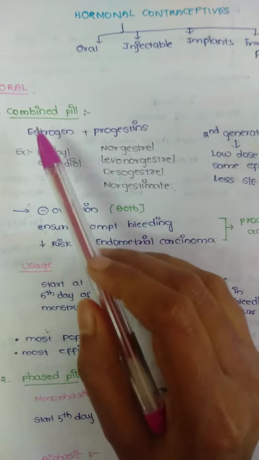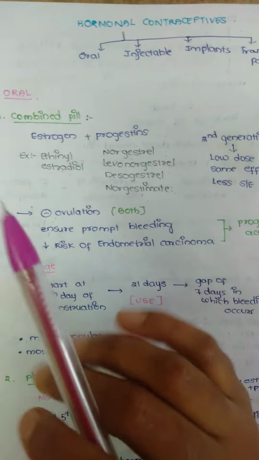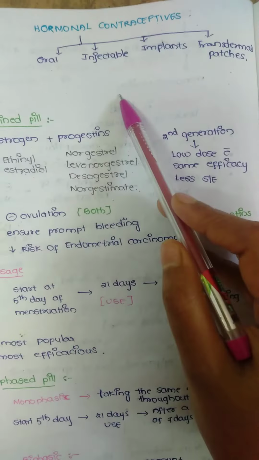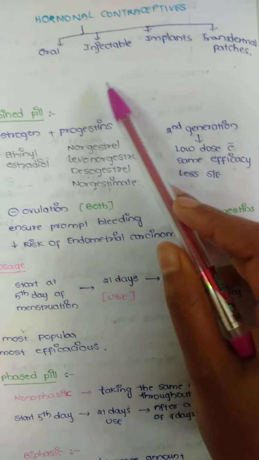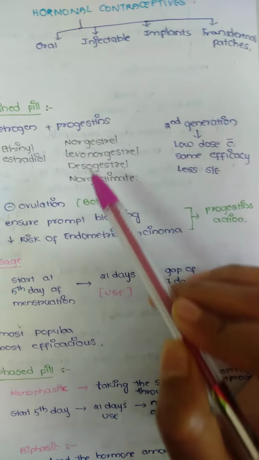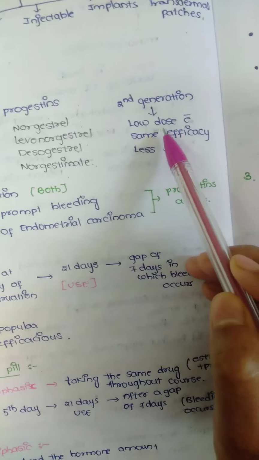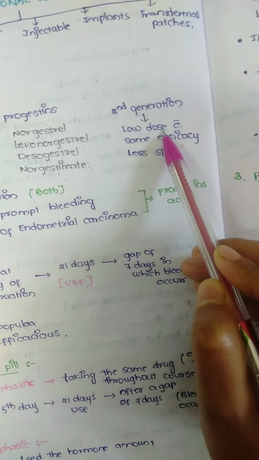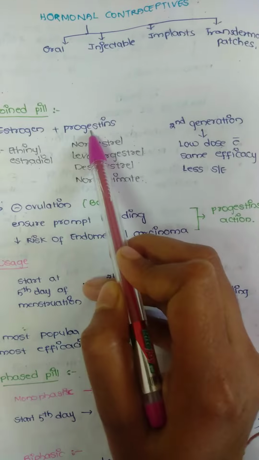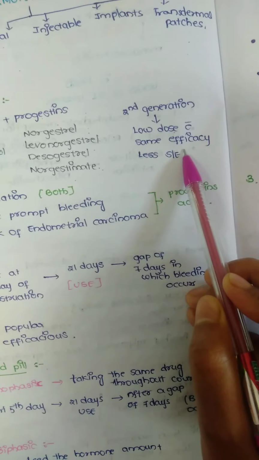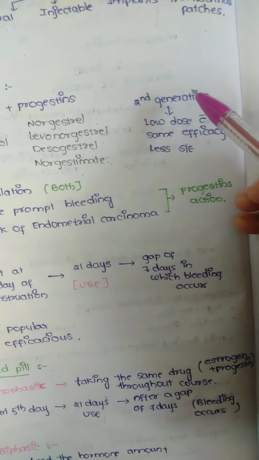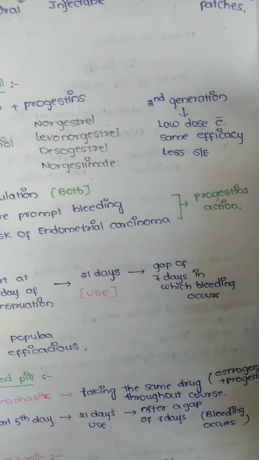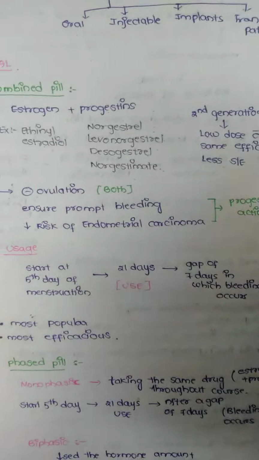And here in combined pill, there are three generations. In first generation, some pills are included, and after first generation, the second generation is identified so as to decrease the dose of estrogen and progestins with the same efficacy but less side effects. And after second generation, the third generation is also identified by improved research.